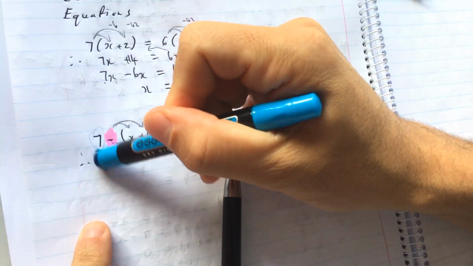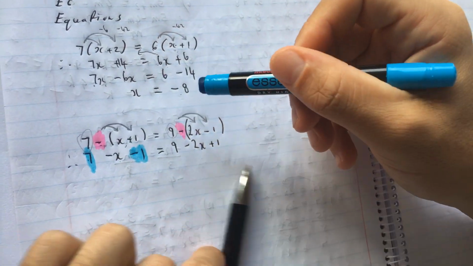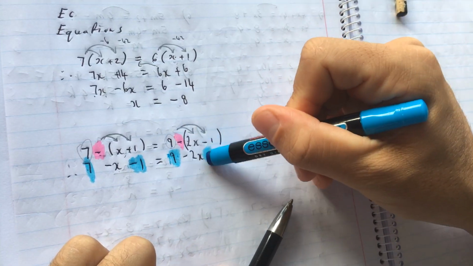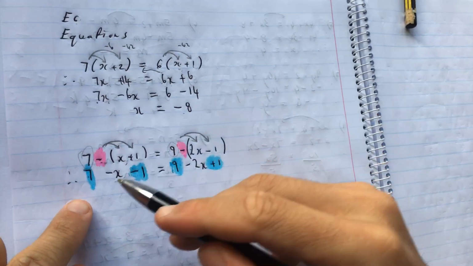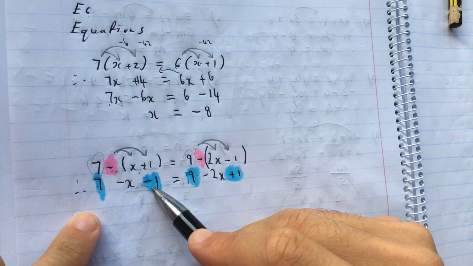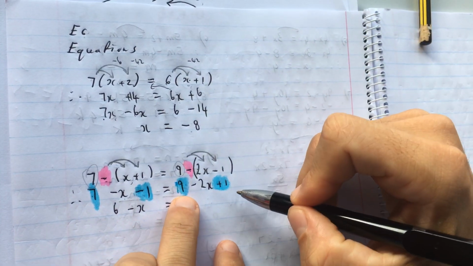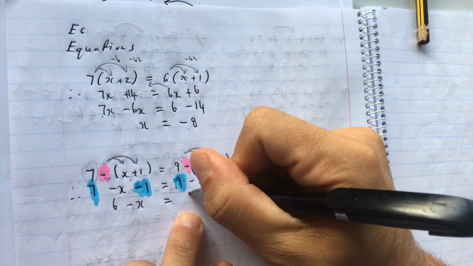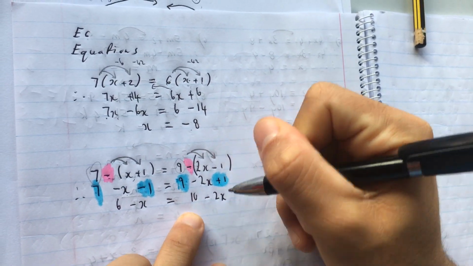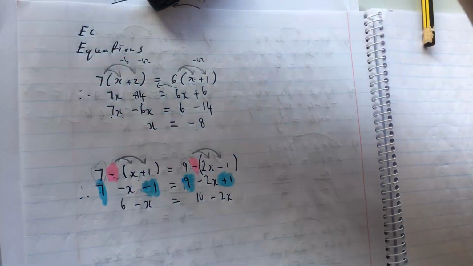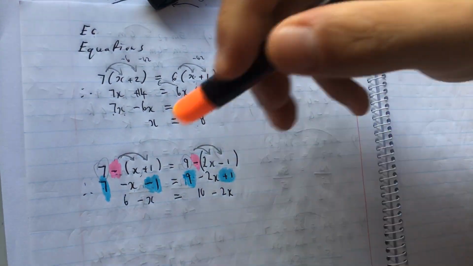So this and this are like terms. And this are like terms, eh? So what's 7 minus 1? It's 6, eh? So I've got 6 minus x is equal to 9 plus 1 gives me 10. 10 minus 2x. And aren't we again back at the questions from last night?